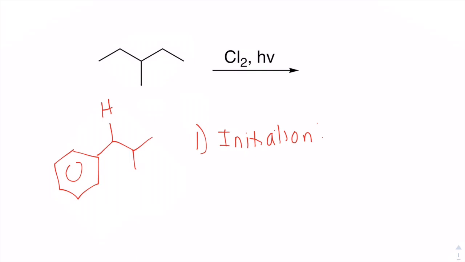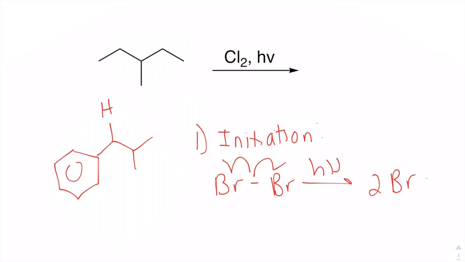Okay, so the first one is initiation. Initiation is what I showed earlier, where that bromine source is going to be homolytically cleaved by light to form two bromine radicals. And that's it. That's all there is to initiation. Propagation is typically two steps. That's the next thing, propagation.